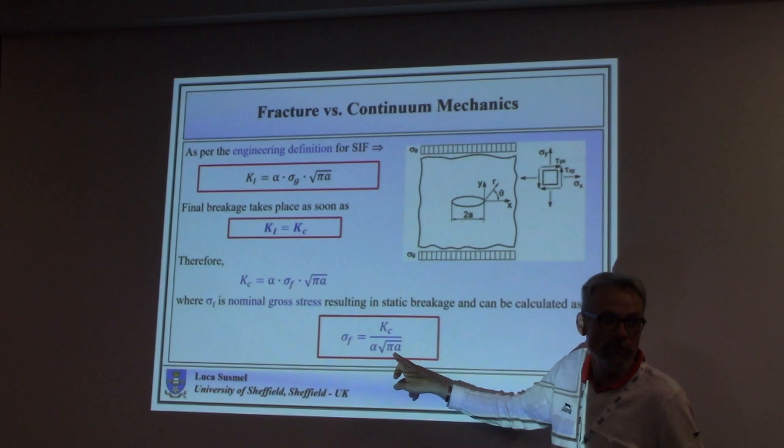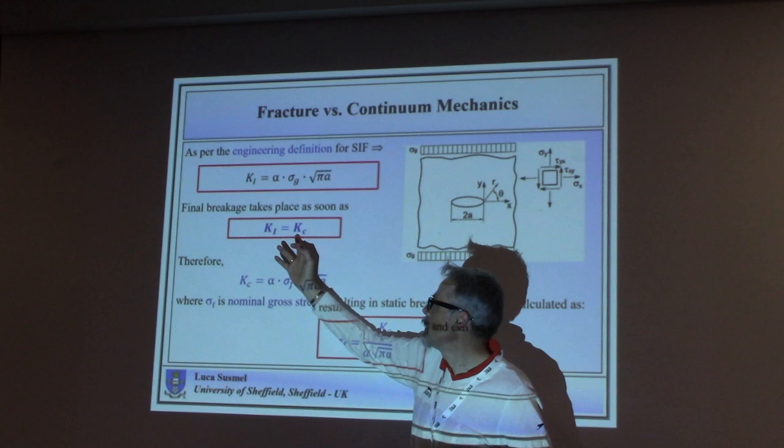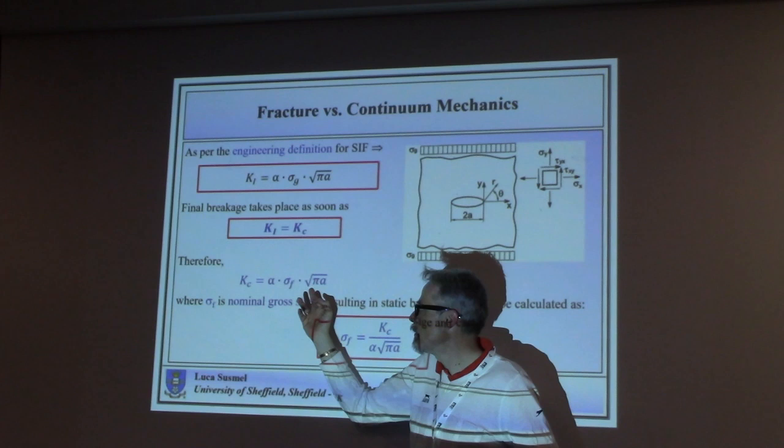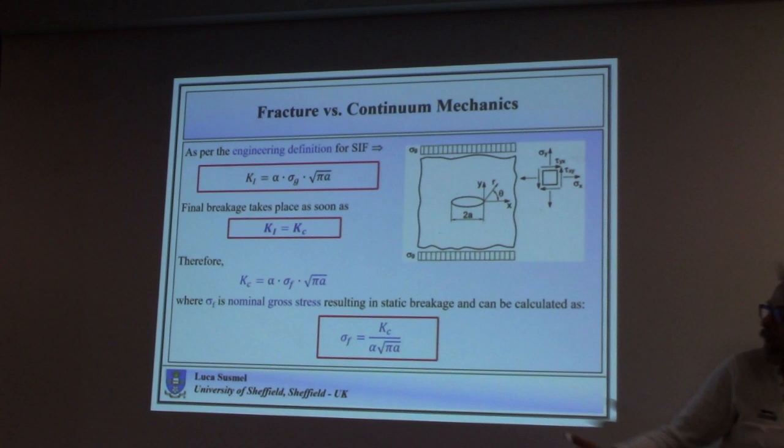Okay? I'm saying exactly the same thing here. When K1 is equal to Kc, my plate breaks. If I use this formula for K1, this means that K1 can be equal to Kc, given my geometry and configuration, only when sigma is equal to a certain value. By rearranging this equation, I can derive directly this quantity. So it's fracture mechanics told from the nominal stress perspective.